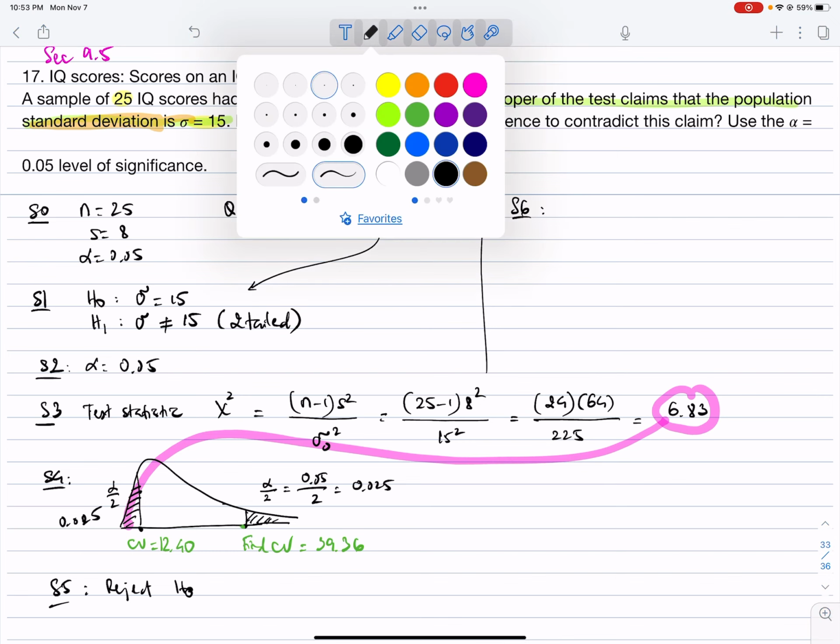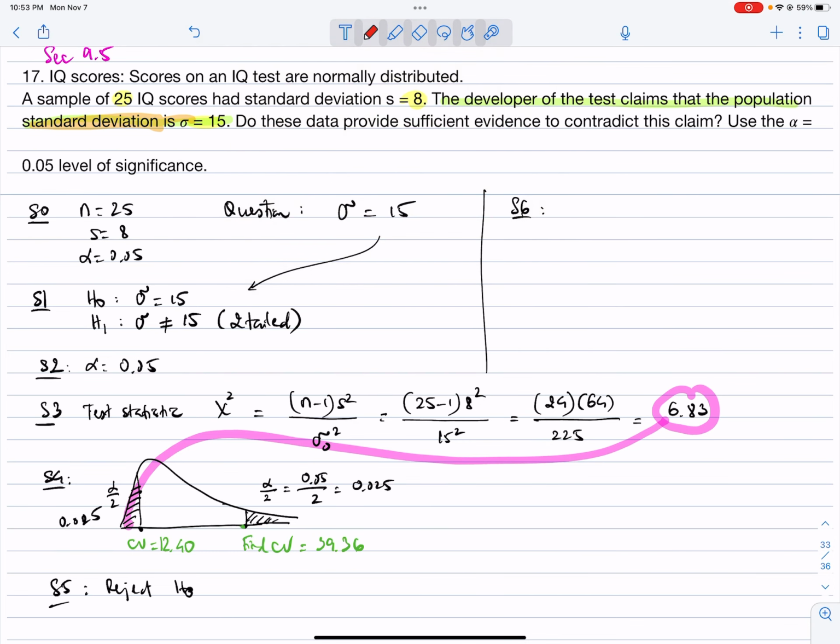So let's go back to step 1. The null is gone, so what we have left is the alternative hypothesis. This statement means the standard deviation is not 15. So from step 1 to step number 5, we just showed that the standard deviation is not 15. So we read the question in the green color.